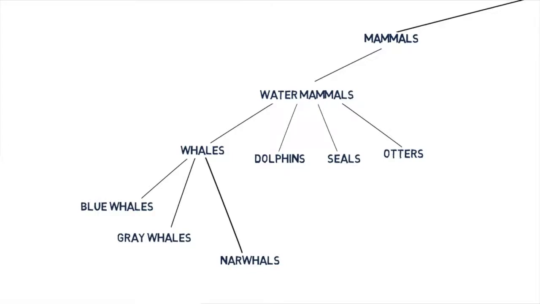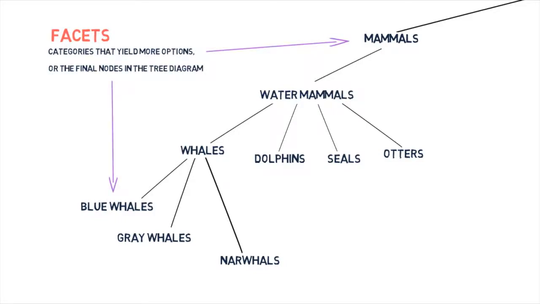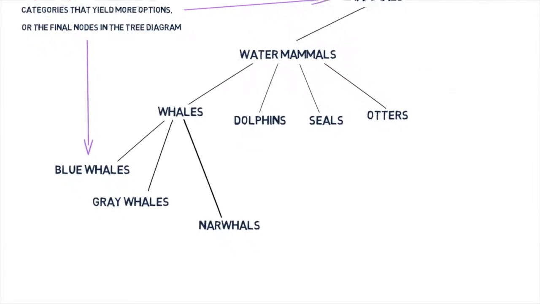Up until this point, the customer has been dealing with facets. Facets are categories that yield more options, or are the final nodes in this tree diagram. Each type of whale is really the end of the line. There are no further subcategories of whales to drill down into.